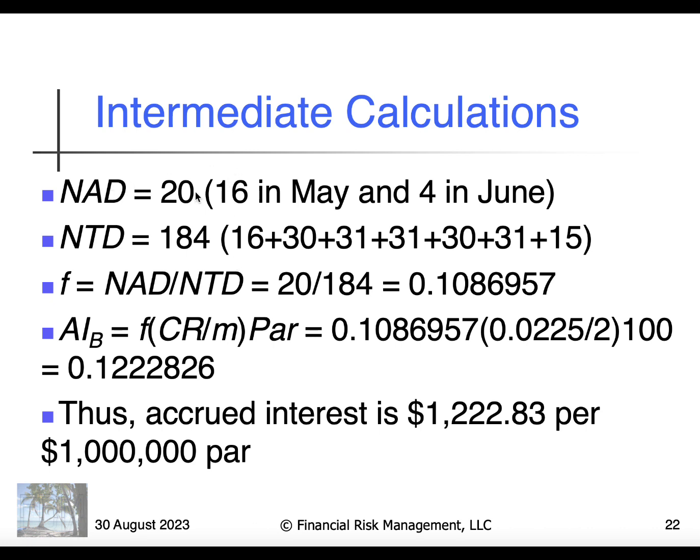The number of accrued days is 20 days between the last coupon payment and the current settlement date. The number of total days is 184 days. Thus, the fraction of a period that has elapsed already is 0.1086 and so on. Thus, the accrued interest is 0.1222826. And so the accrued interest on $1 million par is $1,222.83. This is the end of part 1. In part 2, we'll pick up on various U.S. Treasury calculations.